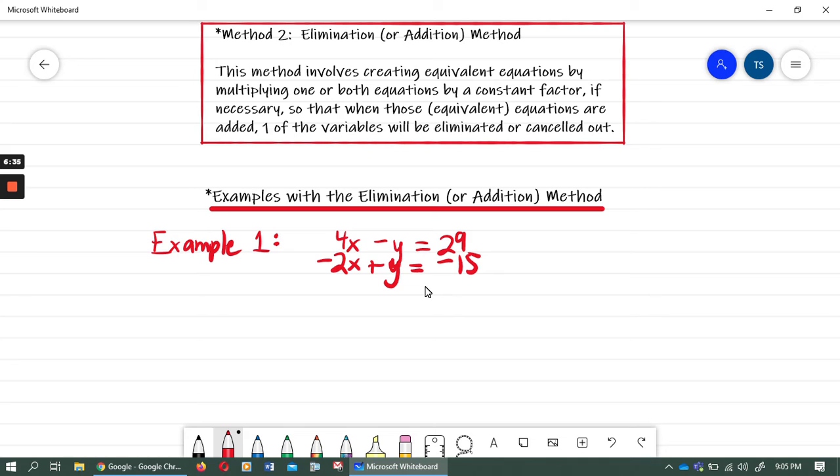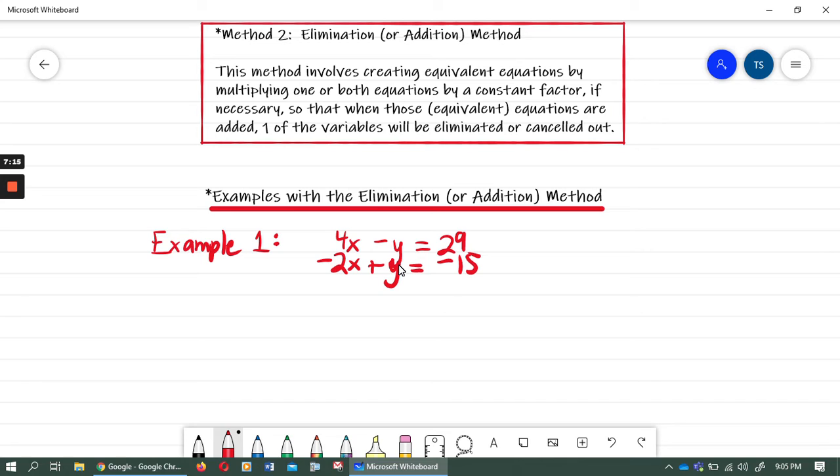All right, and guys, the way that you know that one of the variables is going to be canceled out when you add them is if the coefficients of that variable, for example the variable y, are opposites. And what we mean by opposites is the additive inverses. In other words, when you add those two coefficients together, they're going to cancel each other out.